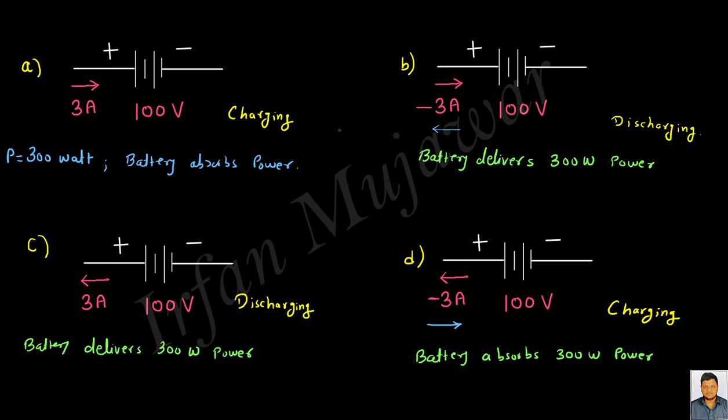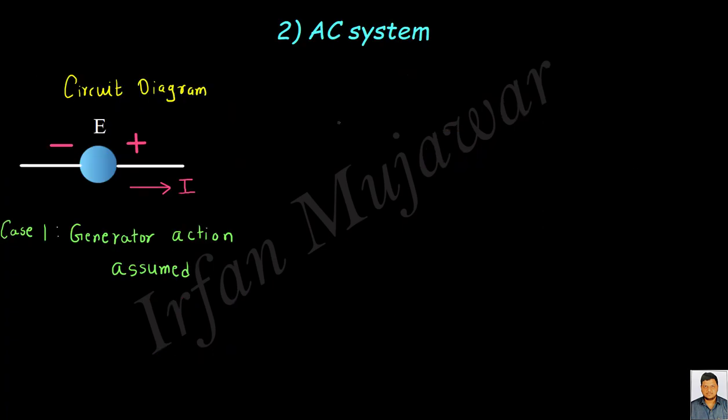Now this is for the DC circuit, but in our actual power system mostly we use the AC system. So we will discuss this with respect to the AC system. But in an AC system there are two types of power. One is the active power, another is the reactive power, and we will calculate these powers in terms of complex power, that is S, which is given by VI conjugate. For the AC system, again we will consider two cases.